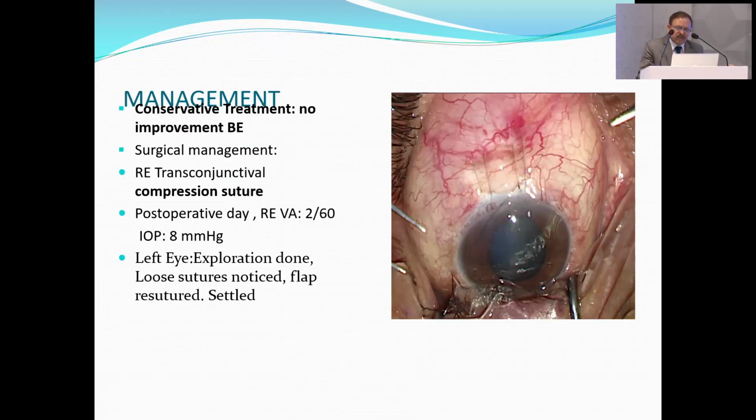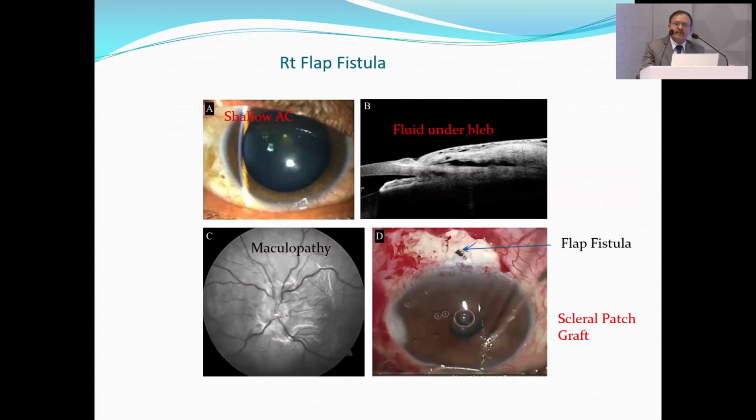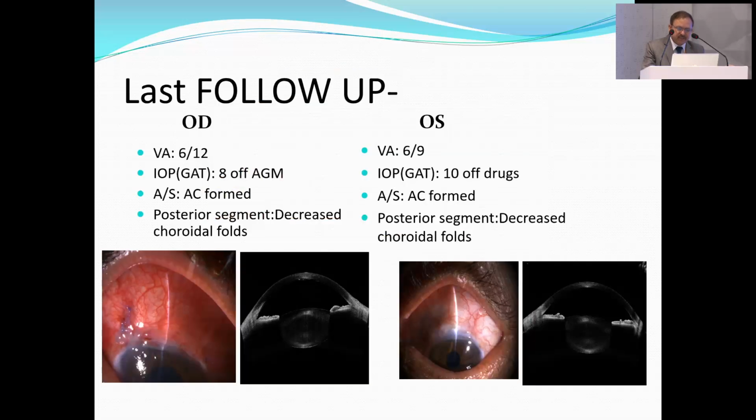I tried the compression suture in the right eye because there was no problem with the conjunctiva, but the pressure rose only transiently. So in the other eye, I decided to explore the flap, and I found a loose suture that was sutured again, and this settled with this only. Meanwhile, in the right eye, after the compression suture, I decided to explore, and we found a fistula in the flap. So we put a scleral patch graft over it, and it settled. At final follow-up, both eyes had settled.